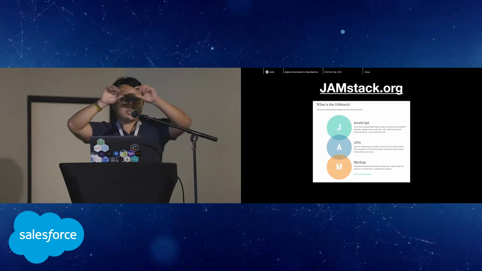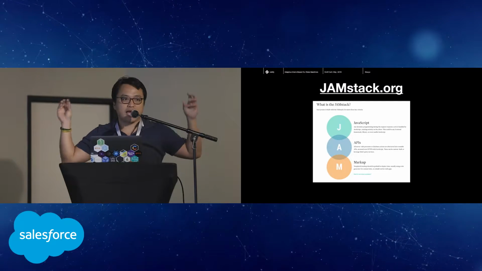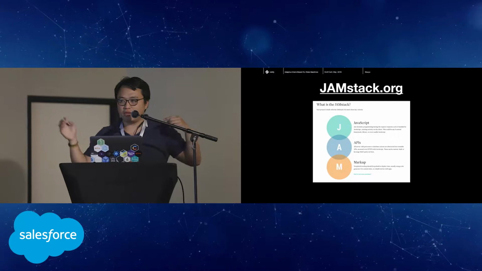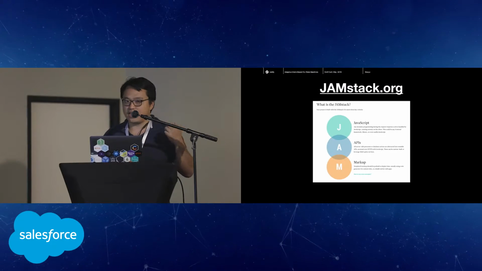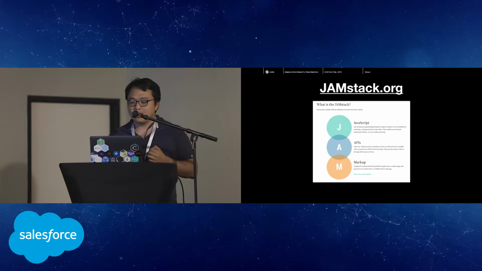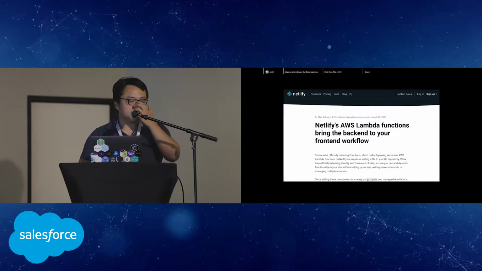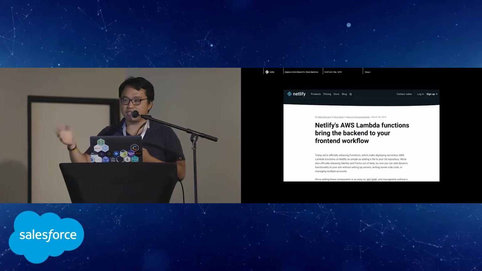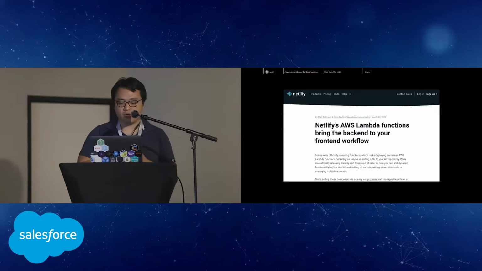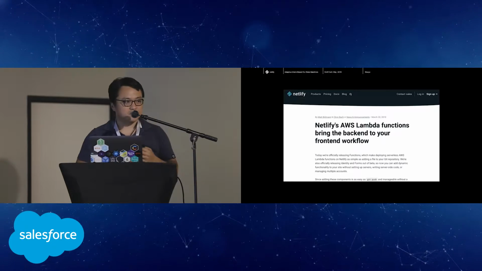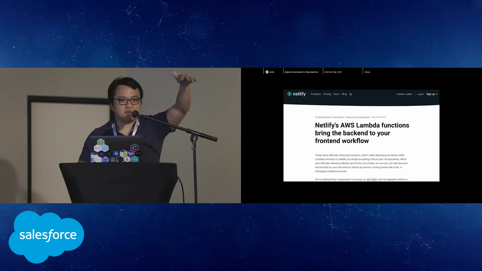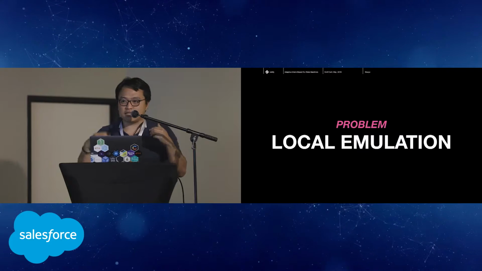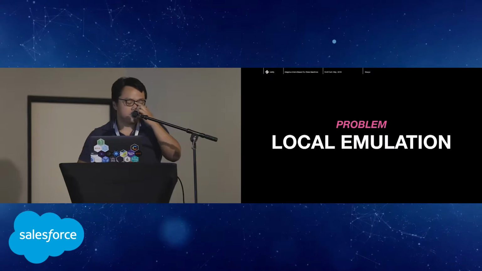So your static site is just static assets, but what if you want to add extra dynamic behavior? We encourage people to use JavaScript to interact with APIs, and that's the J, A, and M of Jamstack. To enable that, we started launching Netlify Functions, which is essentially a nice wrapper over AWS Lambda to provide serverless functionality to static sites. Now, that's in production. What about local testing? That's the problem we started to solve: local emulation.